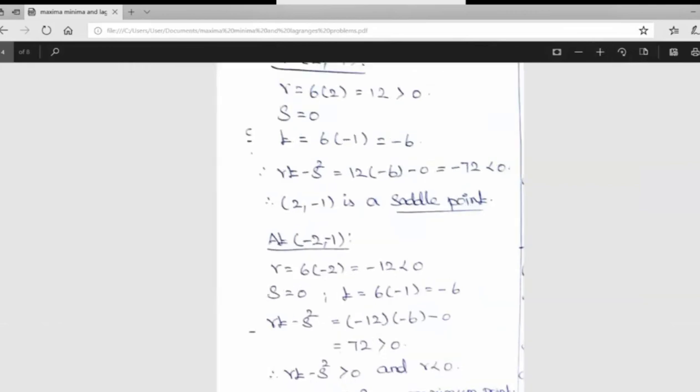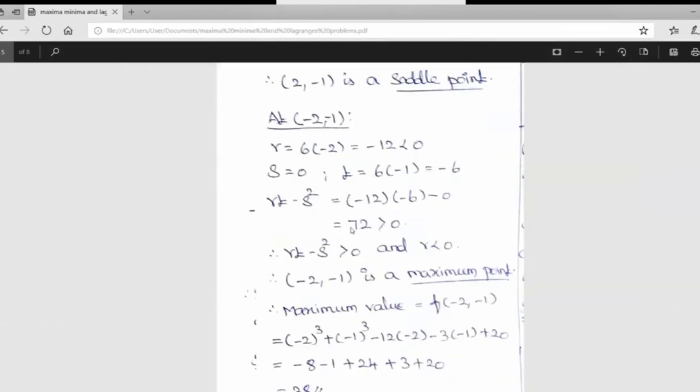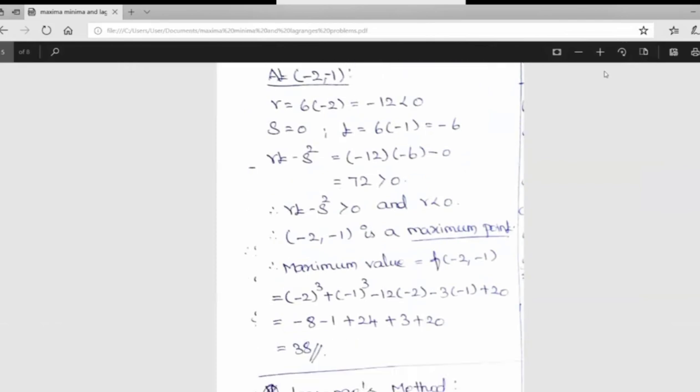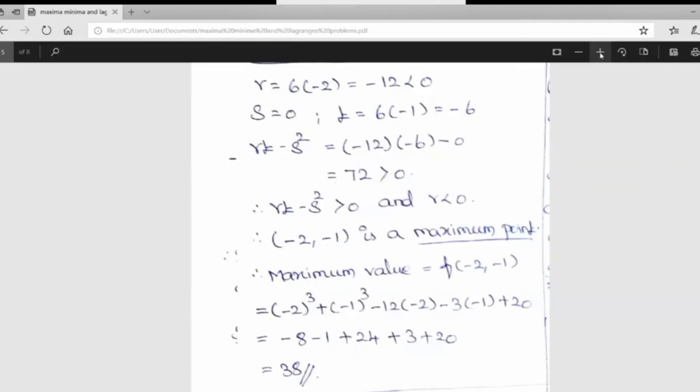And at minus 2 comma minus 1, you will be getting rt minus s square as 72. It is greater than 0, and the r value is less than 0. We can say it is nothing but the maximum. If your r is greater than 0, it is minimum. Here, if r is less than 0, it is nothing but the maximum. So your maximum value is f of minus 2 comma minus 1. The value we are getting here is 38.